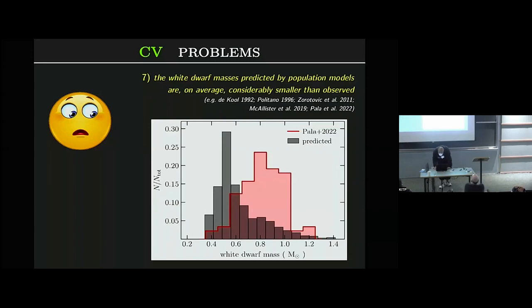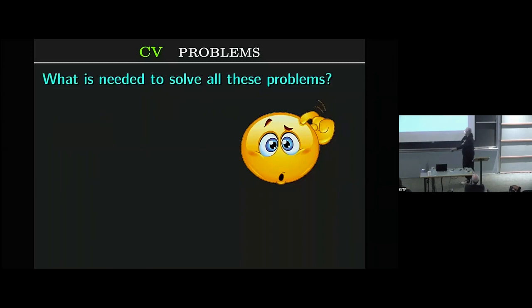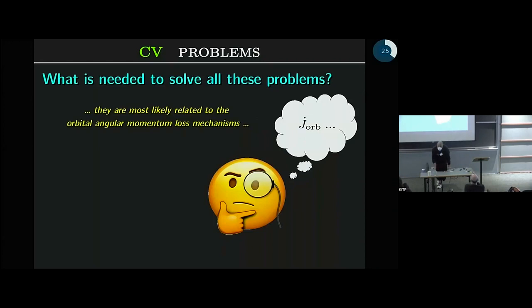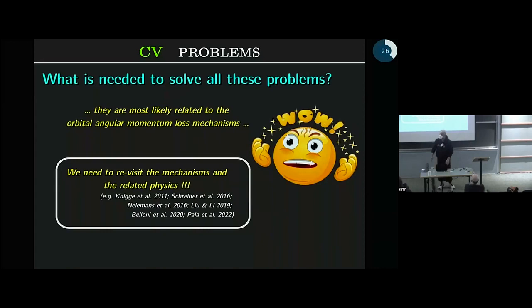So I mentioned a few problems. There are more, actually. But we can start thinking about what we need to solve them. As I mentioned, the key to understanding CV evolution is the orbital angular momentum loss. So these problems are likely connected with the mechanism extracting orbital angular momentum from the CVs. It wouldn't be surprising if we need to readdress this mechanism, to understand better the physics associated with them.